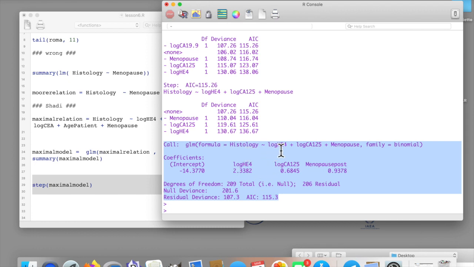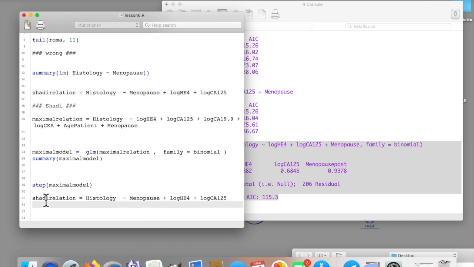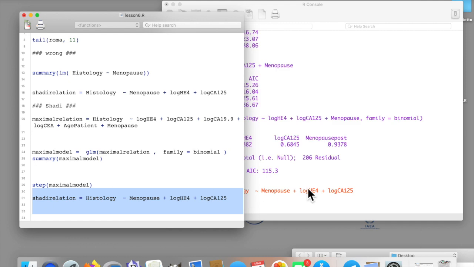The histology depends on the logarithm of the HE4, the logarithm of the CA125, and also the menopause. Well, is it the same as the Moore relation? Well, no, actually, because Moore considered really not this. This is my fault. This is not the Moore. This is the Shady relation. Sorry, there is a misprint in the book. I apologize. This is the Shady, and after the step of the maximal model, this is what Shady found.